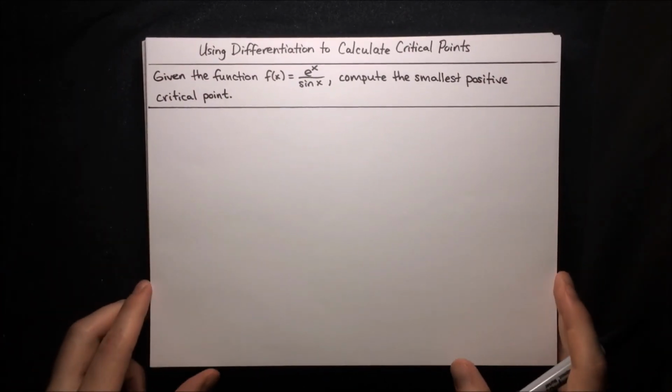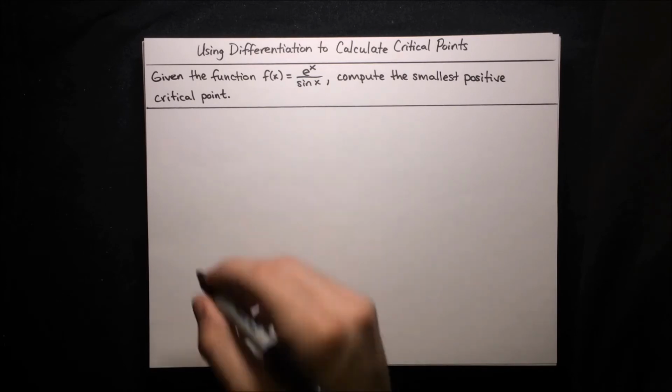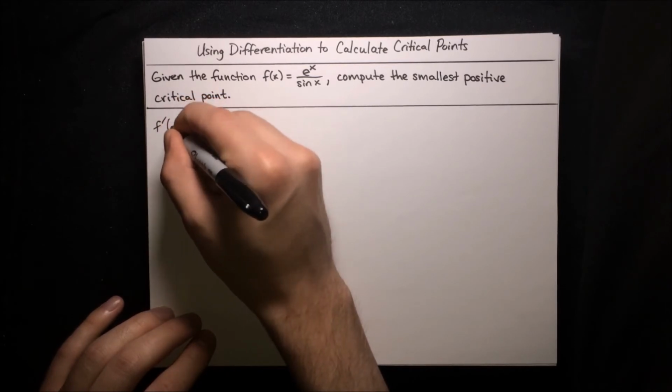Alright, here's the final problem. We're given a function f of x equals e to the x over sine x, and we want to compute the smallest positive critical point. So first thing we need to do here is compute the derivative. And to do that, we will use the quotient rule.